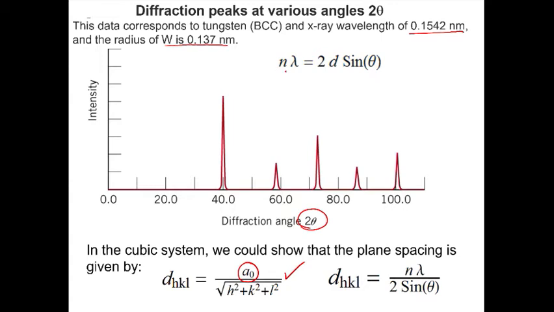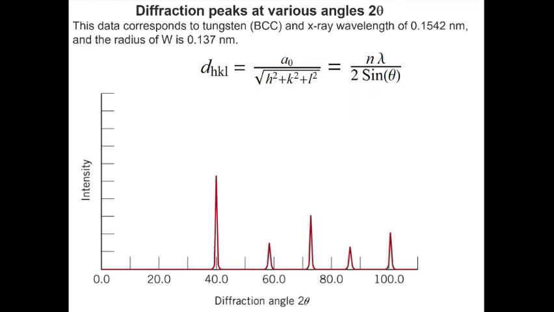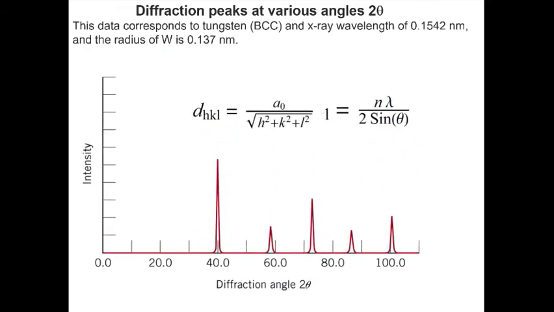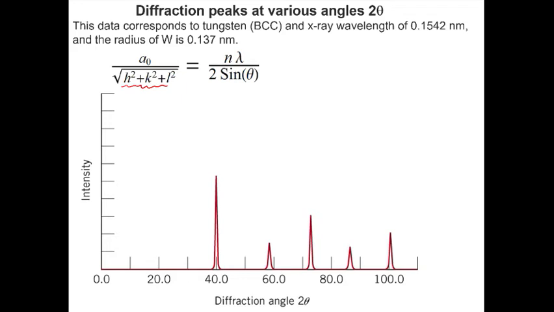Also from the Bragg law, we have that the d spacing, if I just rearrange, is equal to nλ over 2 sin θ. So we can go ahead and set these two equal to each other, and then we're going to rearrange to solve for h squared plus k squared plus l squared. That's what we're trying to find.